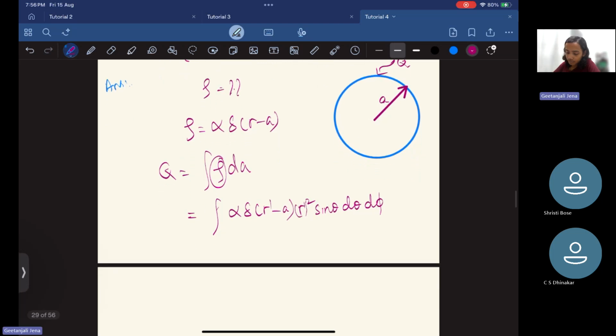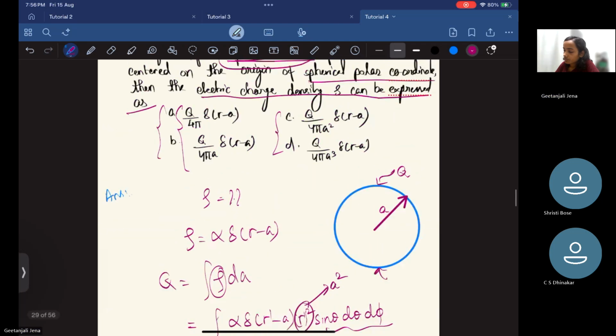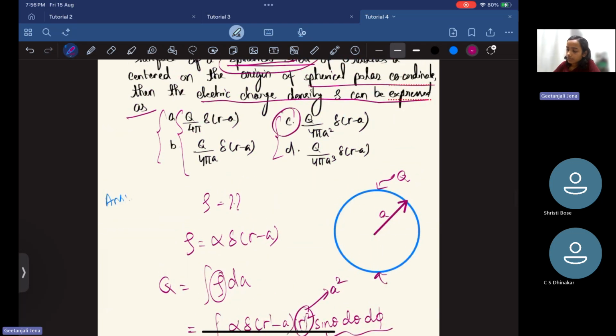So this will give, R prime is nothing but A, since the spherical surface charge is distributed here. So it's directly A square. So alpha, and this will give 4 pi, 4 pi A square, delta of R minus A. So that means alpha is now Q by 4 pi A square, times delta of R minus A. Option C.